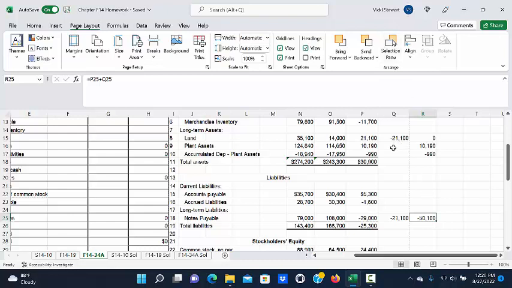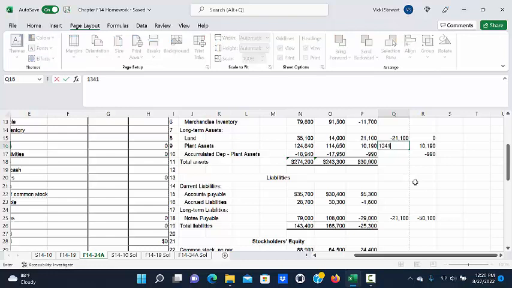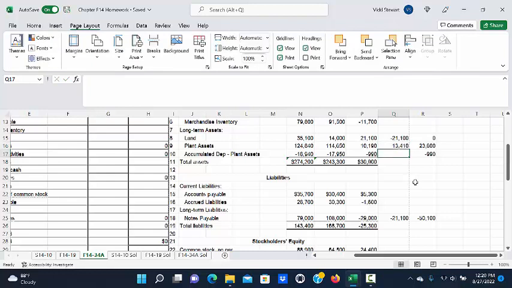Another item that we need to adjust for was the plant asset that was disposed of. The problem stated that we had a plant asset that originally cost $13,410, and we disposed of that for no money. So that means that we need to include that amount or add that amount back to the change in plant assets, because that would have been subtracted in order to be able to determine the actual purchases of plant assets for cash. And we also need to make a similar adjustment to accumulated depreciation.